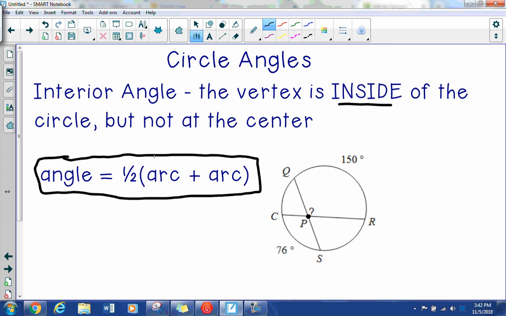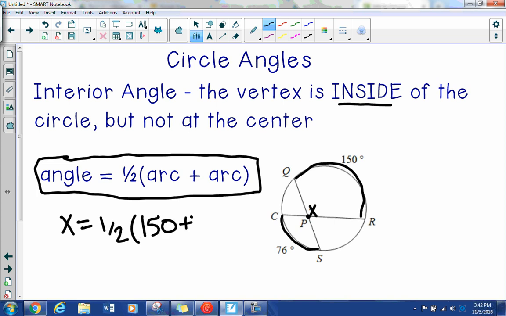Now these two arcs that I'm talking about are the two arcs that are across from the interior angle. So there's this 151 and there's this 76 degree one. So to find the measure of this angle right here, you would say that angle is equal to 1/2 of the measure of 150 plus 76. Which again, I could have switched this order here to be 76 plus 150 because order in addition doesn't matter.